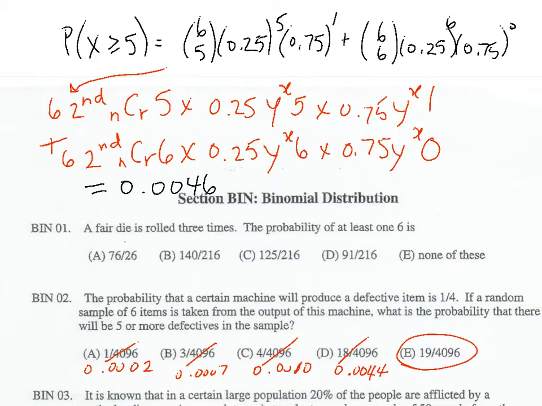And working them all out, these are all wrong. The answer is 19 out of 4,096. The way you could have gotten this answer as a fraction is to maintain the fractions up here. Not important for this course. You can do everything as decimals. Okay?